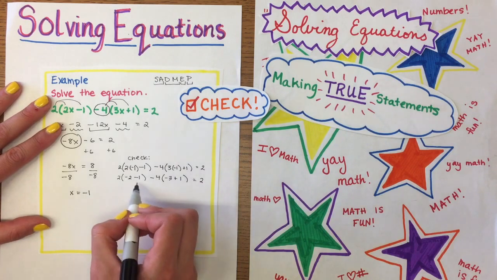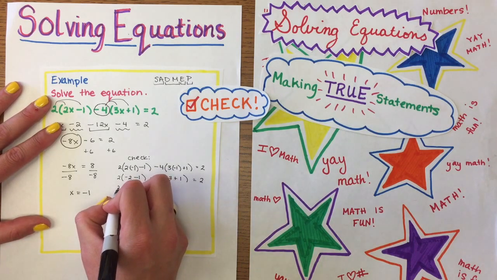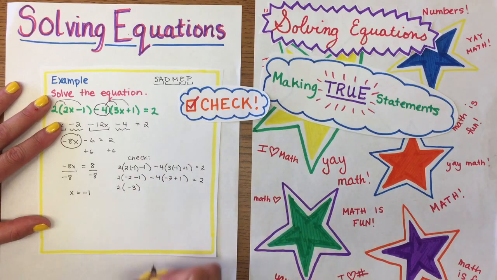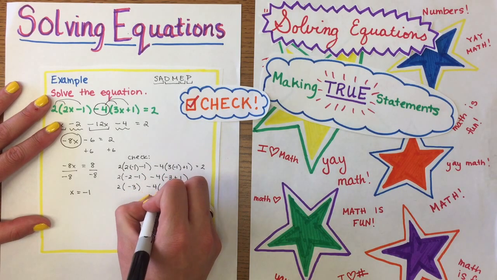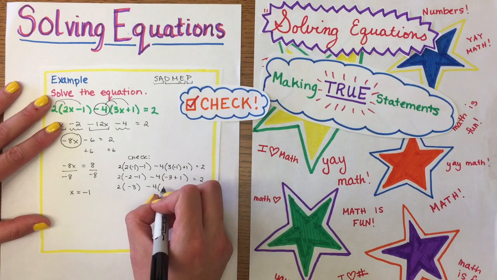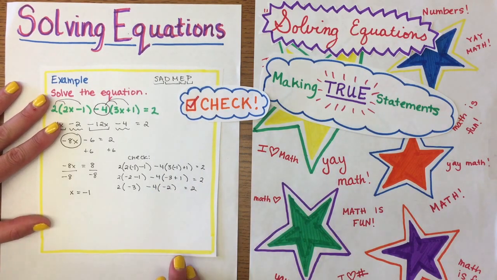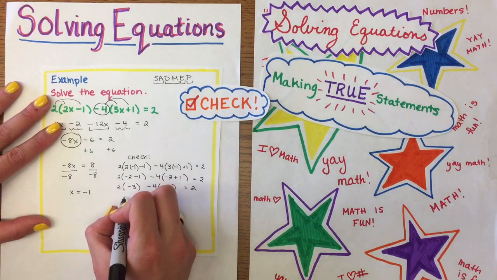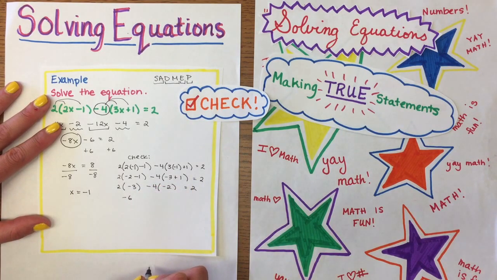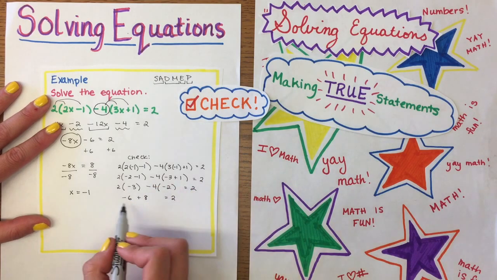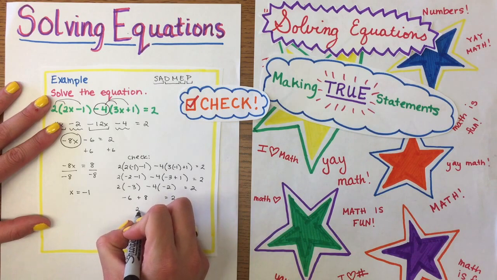Now inside my first parentheses, I'm going to do my addition and subtraction. Negative 2 minus 1 is negative 3. Inside my second set of parentheses, negative 3 plus 1 is negative 2. Now I'm going to do my multiplication. 2 times negative 3 is negative 6. Negative 4 times negative 2 is positive 8. So now I have negative 6 plus 8, that is 2.